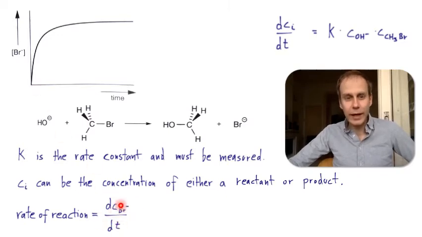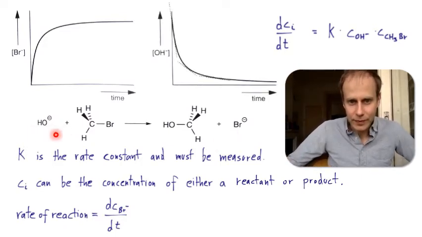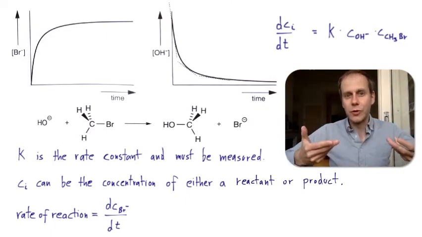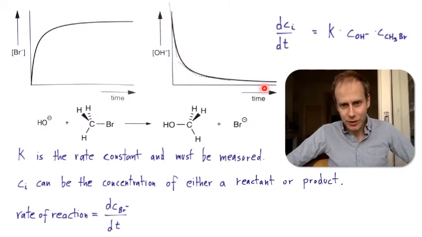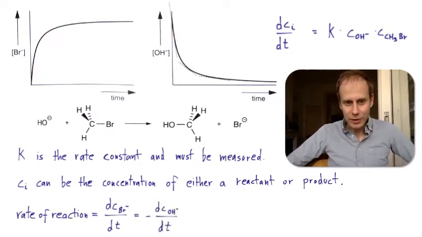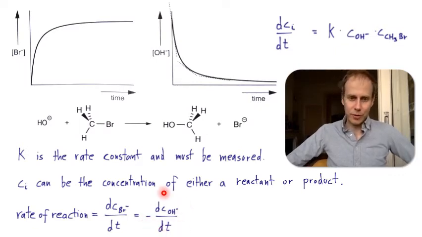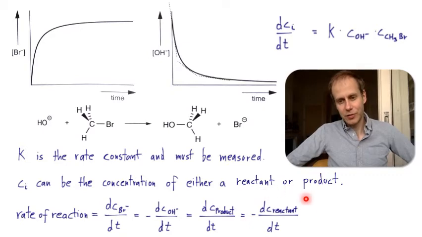So this is for a product, right? But if you look now at a reactant, it has the opposite curve, the inverse curve. So instead of increasing, the reactant concentration decreases, but in this case, it decreases equally fast as the product increases. So this simply means it has a negative sign before this differential expression, right? So we can generally say the rate of reaction of the products equals the negative rate of reaction of the reactants.